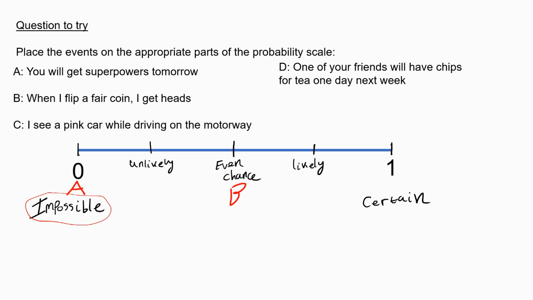C, I will see a pink car while driving on the motorway, quite unlikely. D, one of your friends will have chips for tea one day next week. That's going to be likely, probably not certain, but likely. Something for certain could be that the sun will rise tomorrow, and then you would describe that as certain with probability 1.